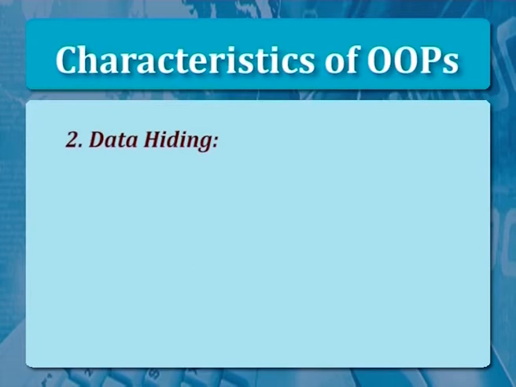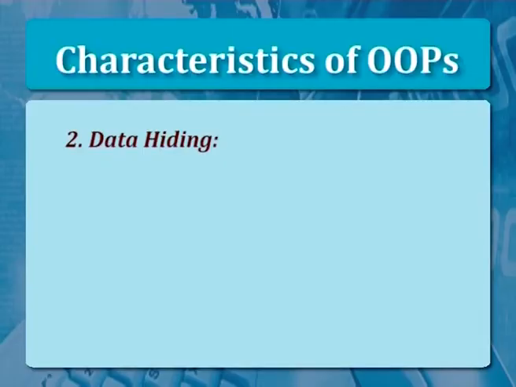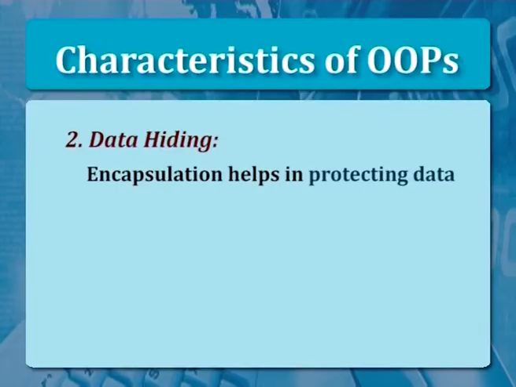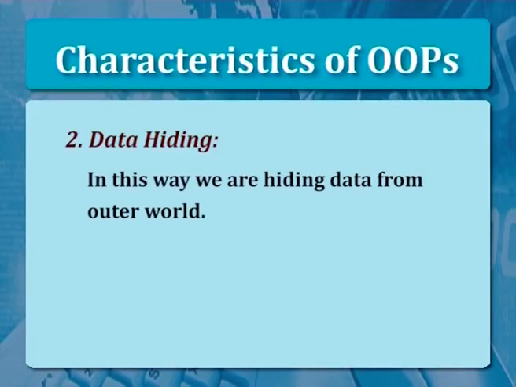Next is data hiding. Data hiding does not mean hiding data so that it cannot be used, although it has a similar impact to hiding your valuables from a thief. Information has to be secured from mishandling. Encapsulation helps in protecting data from being accessed by any other object or function outside the class. Thus, only members of a particular class can access their data members. In this way, we are hiding data from the outer world.